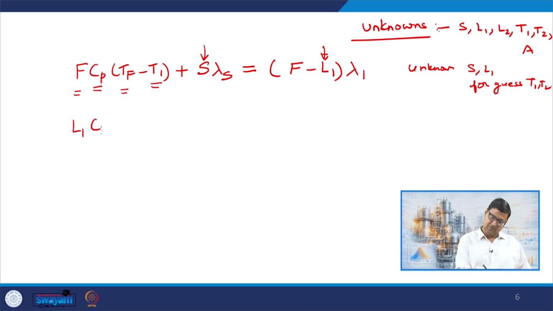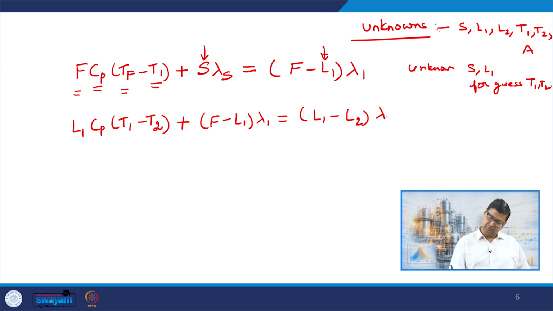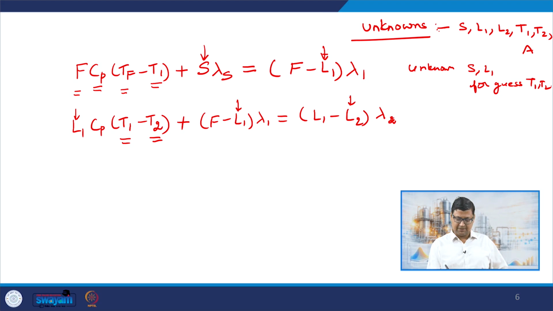Second equation, we have L1 Cp (T1 minus T2) plus (F minus L1) lambda 1 is equal to (L1 minus L2) lambda 2. Again, I know T1 and T2, whatever guess value I have. L1 I am not knowing, and L2 I am not knowing. And since I have guessed T2, I can get lambda 2 from there anyway, right? So I can get lambda 1, lambda 2. These are known to us. Only L1 and L2 are the unknowns that we have, right?